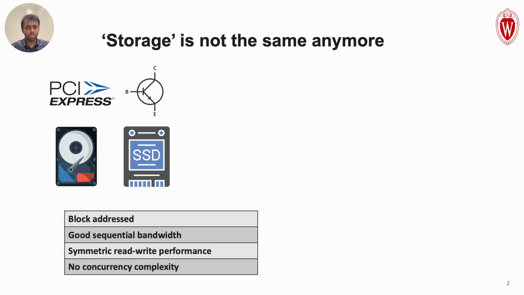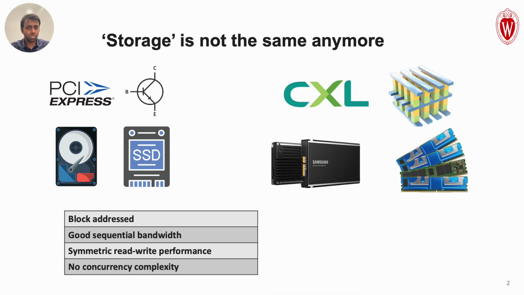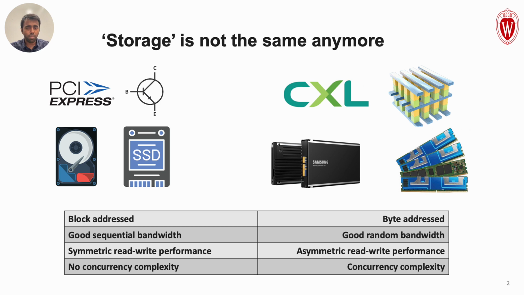While these devices have served us well, the end of Moore's law and new workloads like ML are demanding a more heterogeneous data center, which means new interconnects and new storage media are being introduced for better efficiency. Interconnects such as CXL and storage media such as 3D XPoint and XL-Flash have given rise to new kinds of storage devices with fundamentally different properties. Properties such as byte addressability, good random bandwidth, asymmetric read-write performance, and a higher concurrency complexity.